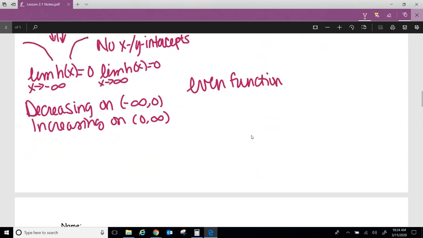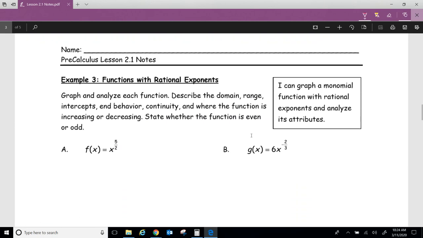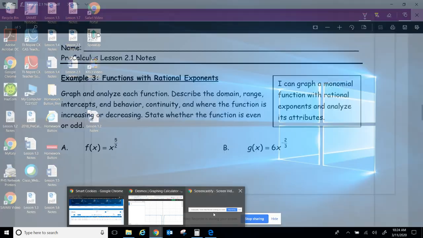All right, that's it for this example. Coming up next, we're going to look at rational exponents when our exponents are fractions.